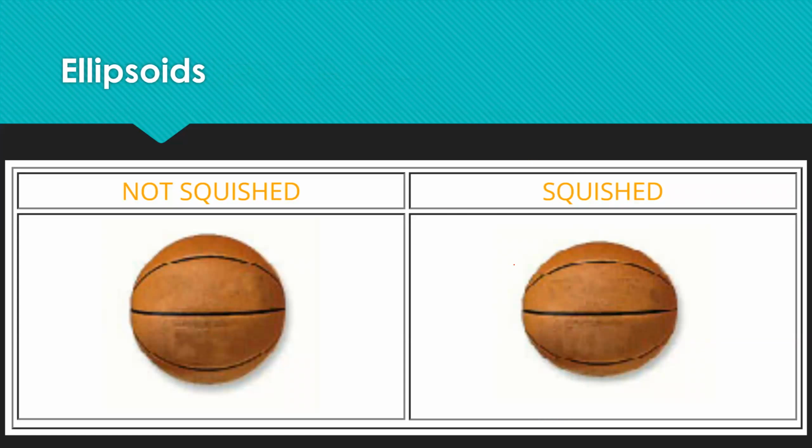All right, so the shape of the Earth is kind of like an ellipsoid. An ellipse is this shape, and an ellipsoid is when you spin this shape around an axis and make it a three-dimensional figure. So that's what an ellipsoid is. Here's our not squished basketball. And when Val takes it to the court and really pounds it on the court there, she makes it squish. So when they're really pounding that basketball, they get an ellipsoid.